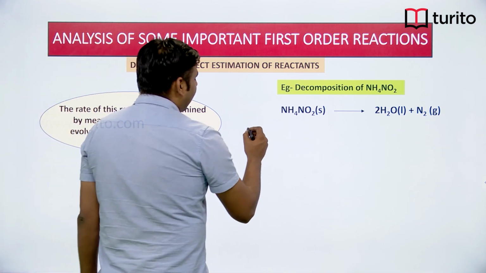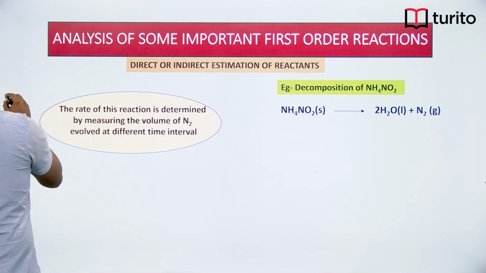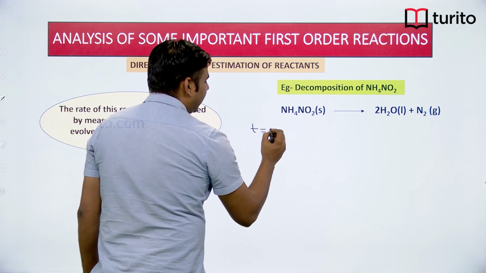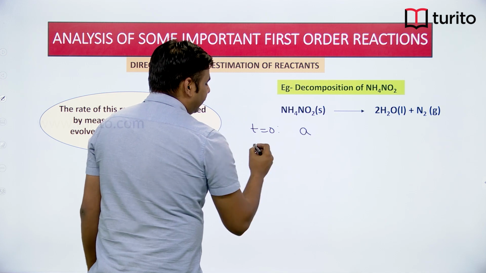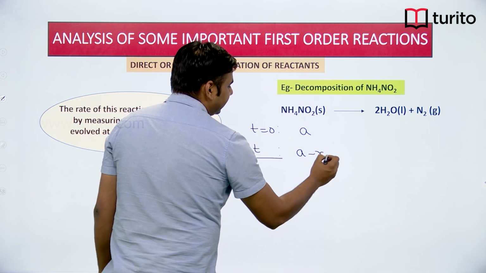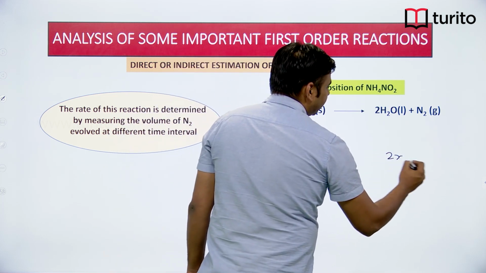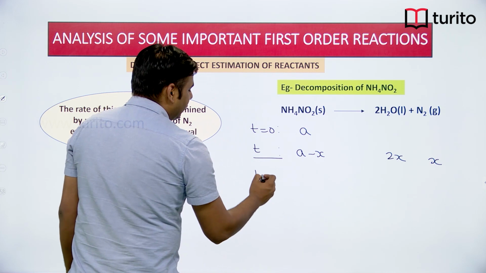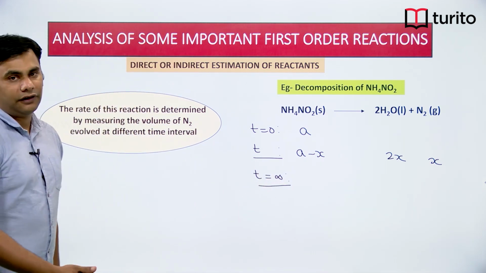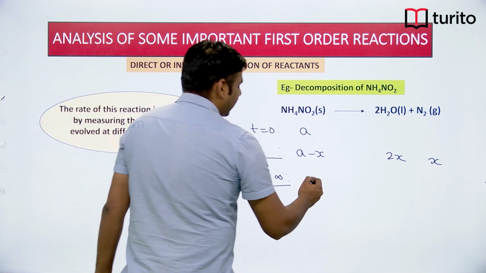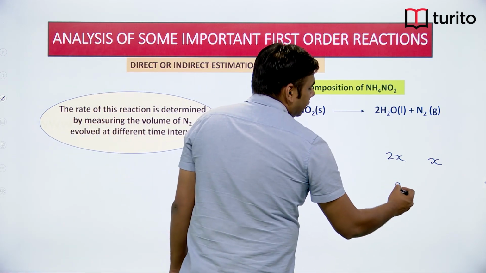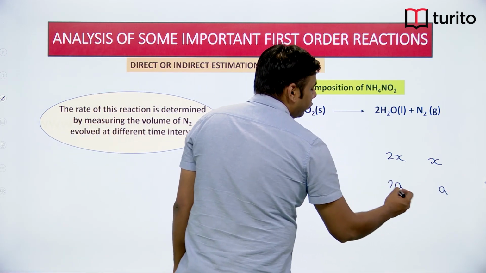Say at time t equals to 0, suppose this had A moles. After some time t, x mole reacted, so we are left with A minus x, and we will form 2x of H2O and x moles of N2. We know that first order reactions are completed in infinite time. So at time t equals to infinity, we will assume that the reaction has gone to completion. So the moles of N2 formed would be A.